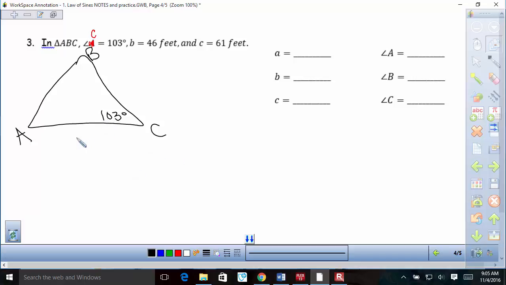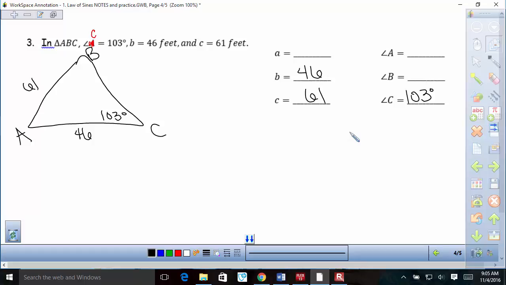And angle B is 46, and angle C is 61. So 103. Angle B will be 46, and little c 61. Go ahead and write in everything you have as you go. It helps to be less confusing that way.